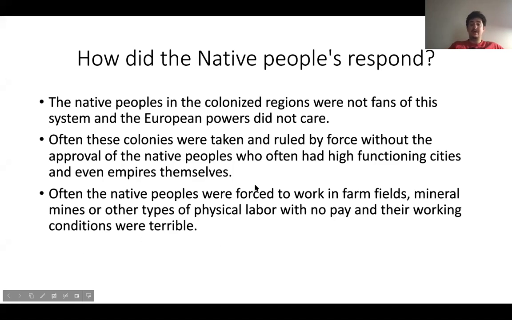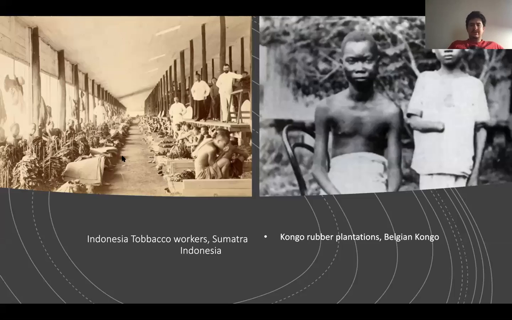Often the native peoples were forced to work in farm fields, mineral mines, or other types of physical labor with no pay, and their working conditions were often terrible. So, this picture here is a tobacco plantation on the Indonesian island of Sumatra. And you can see kind of the conditions, what they're doing.